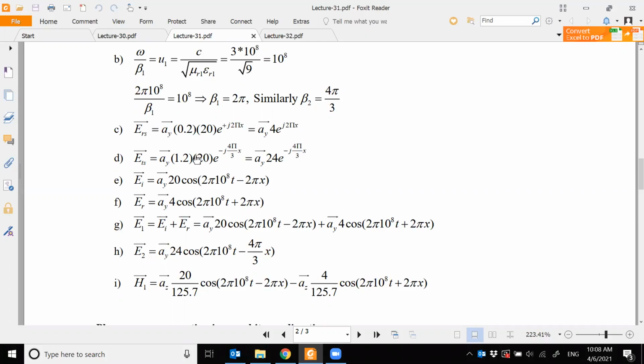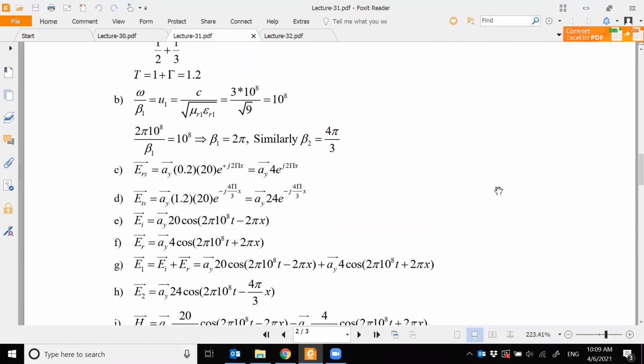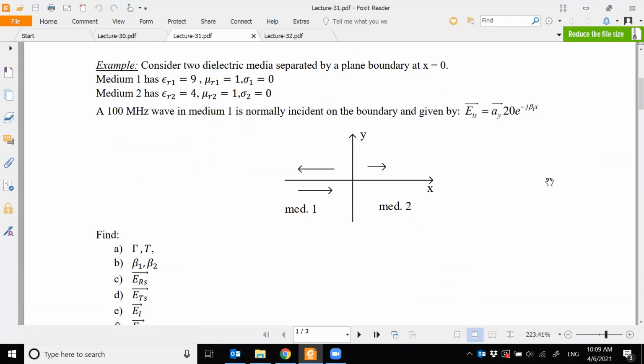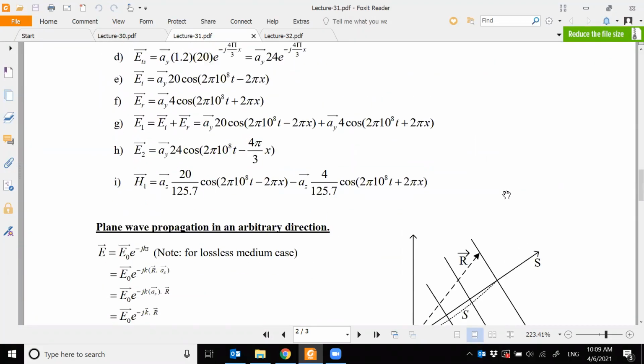Now we want to put it in the instantaneous form. So what is the instantaneous form of the incident field? You take the phasor field, multiply by e power j omega t, and take the real part of that, which will be AY 20 cos of 2 pi 10 to the power of 8 t minus 2 pi x. Okay, because if you remember, this is our incident field: AY 20 e power minus j beta x.